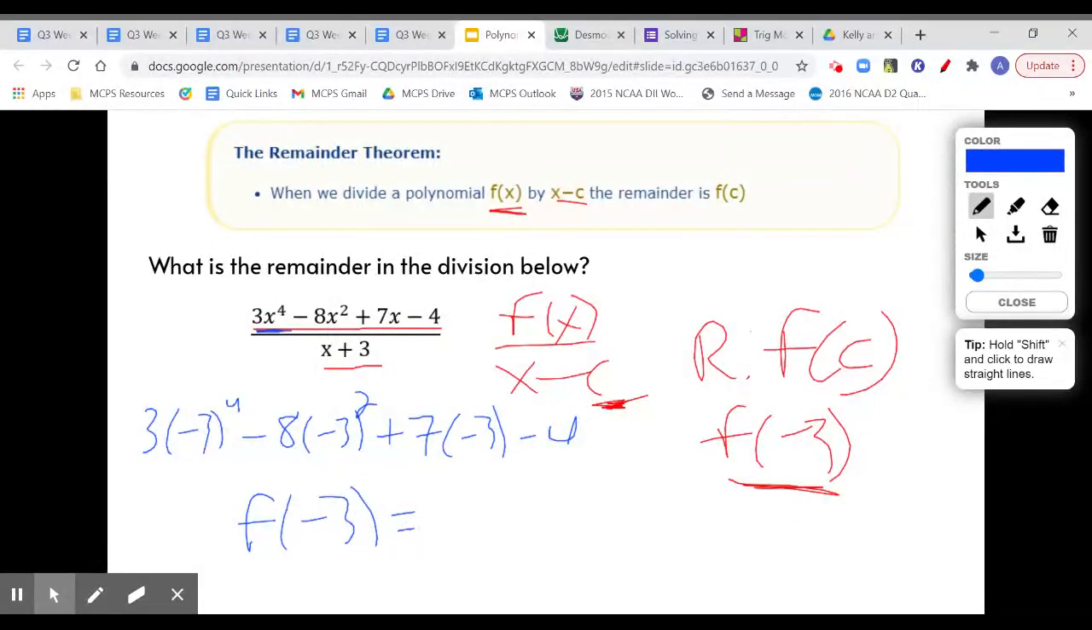Anyways, we just found that f of -3 was equal to 146. So when I am asked what is the remainder in the division below, my remainder would be 146 because your remainder is always going to be equal to f of c.